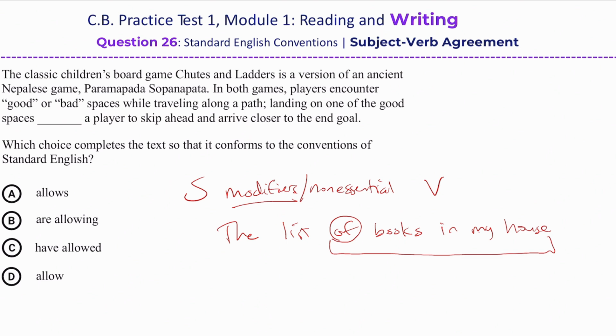But I just want you guys to see how the SAT can make this type of question a little bit more challenging for you. Okay. So really the subject of this example here, the list of books in my house, is the list, right? And the list is a singular subject, right? But can you see how if you think that books is your subject, you might get this question incorrect? So it's just another level of difficulty that the SAT test makers will utilize to try to make the test a little bit more challenging for you. Okay, so we'll talk a little bit about that in this particular question.